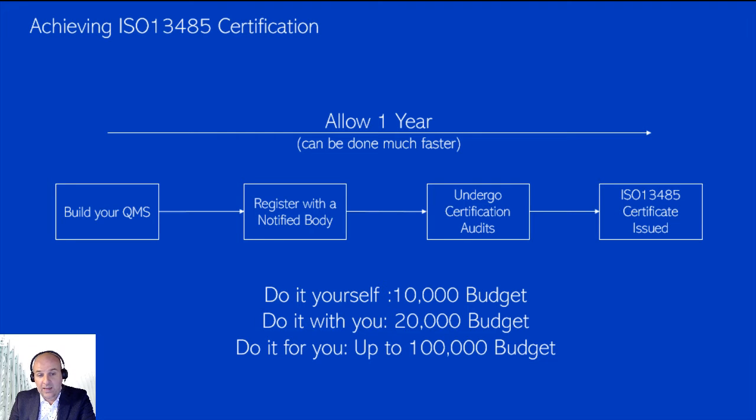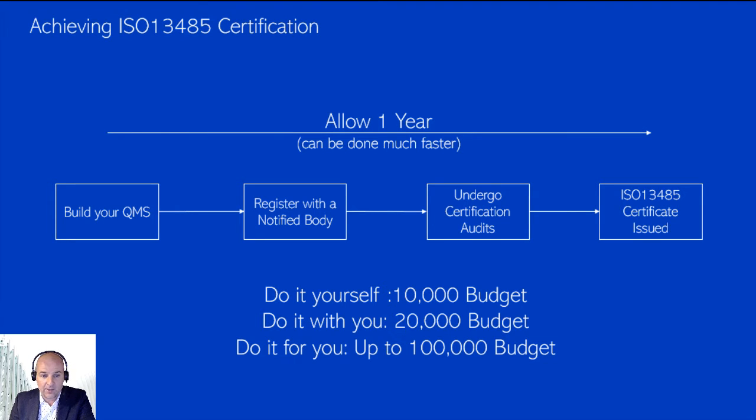Now, if you think about doing this, you need to allow time and money. I would recommend allowing up to 1 year to do it, especially if you're starting from scratch. It can be done a lot faster, and the rate-limiting step will generally be registering with a notified body and booking audit times. So that could be, at the lower end, maybe 3 months, and you can prepare for that. If you want to do it yourself, you probably have to allow about a 10,000 euro budget, whatever your denomination is, and you're doing that mainly for your audit fees from the notified body and your registration fees.